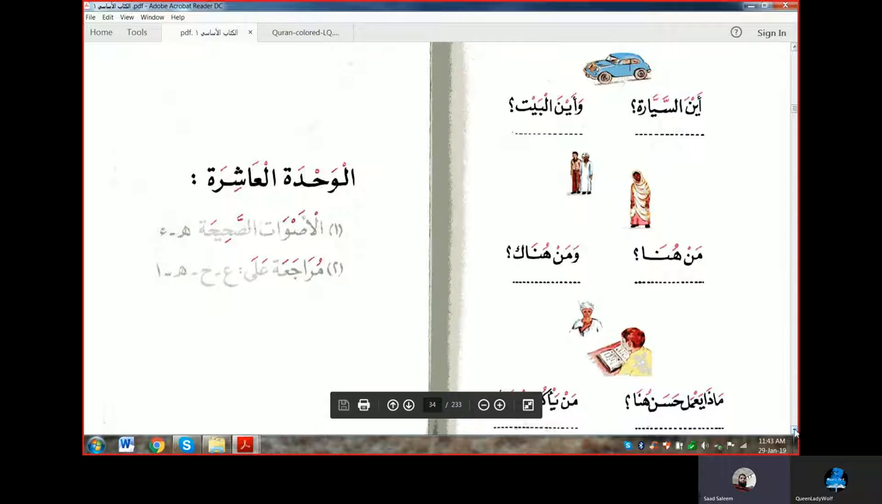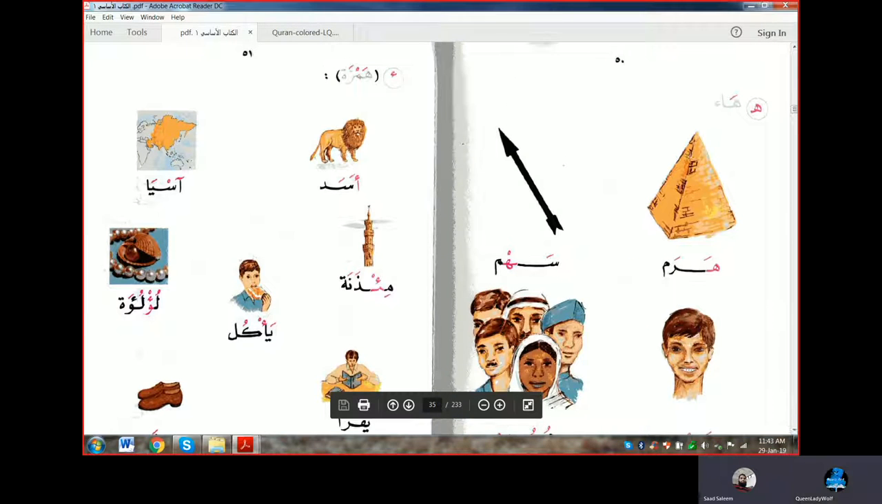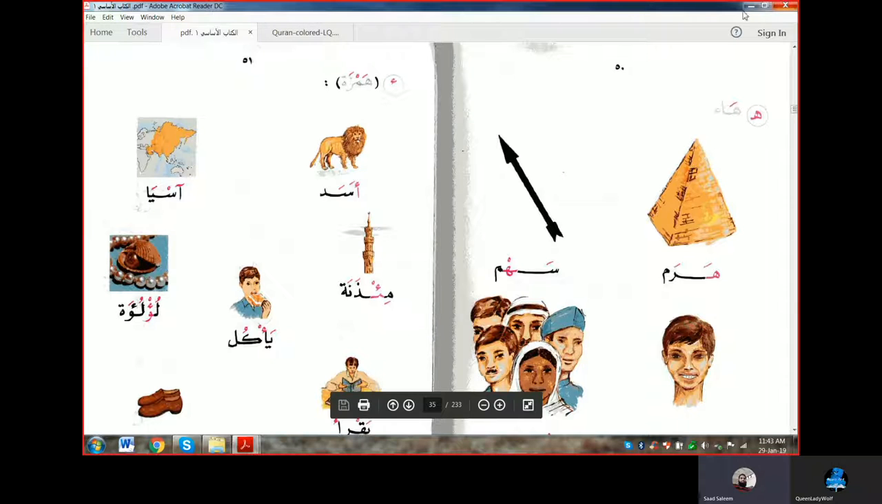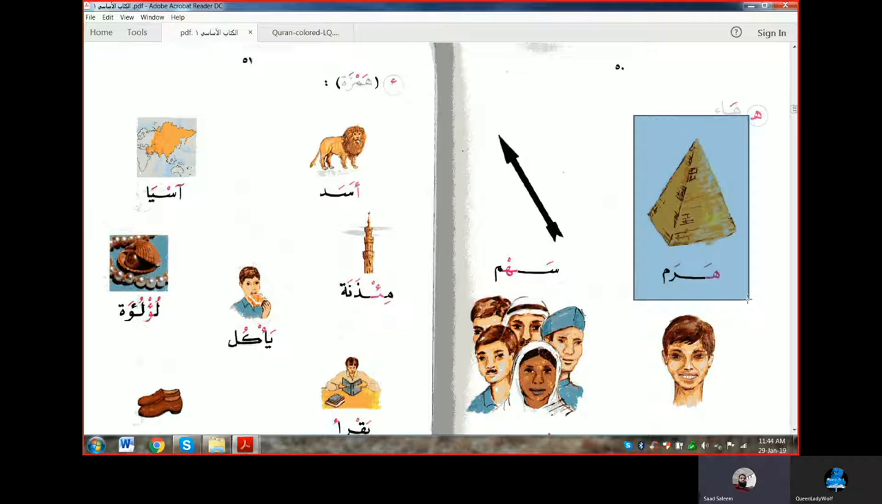Now we have read this alphabet. Okay, that's a haa. And this is Haram. Haram means pyramid.